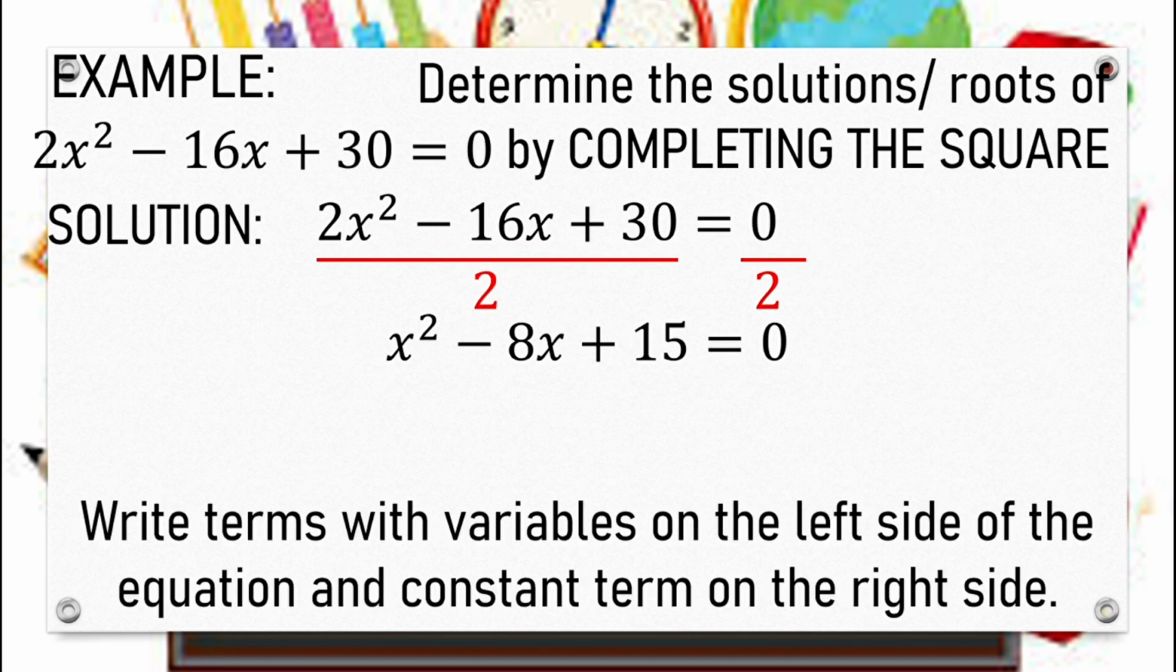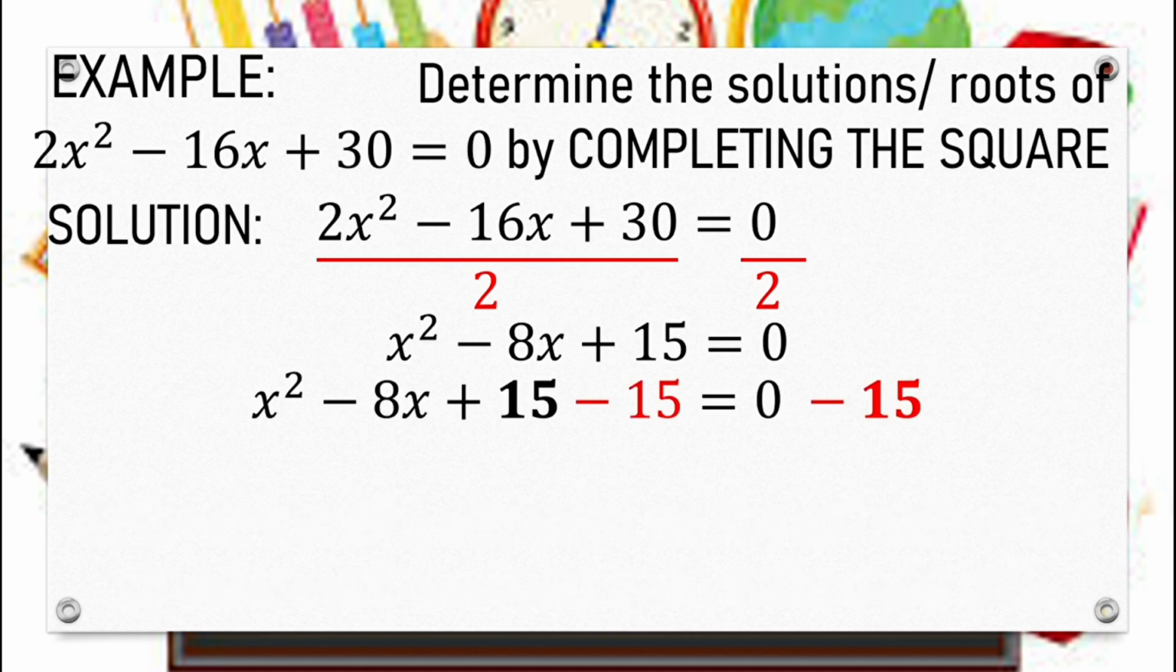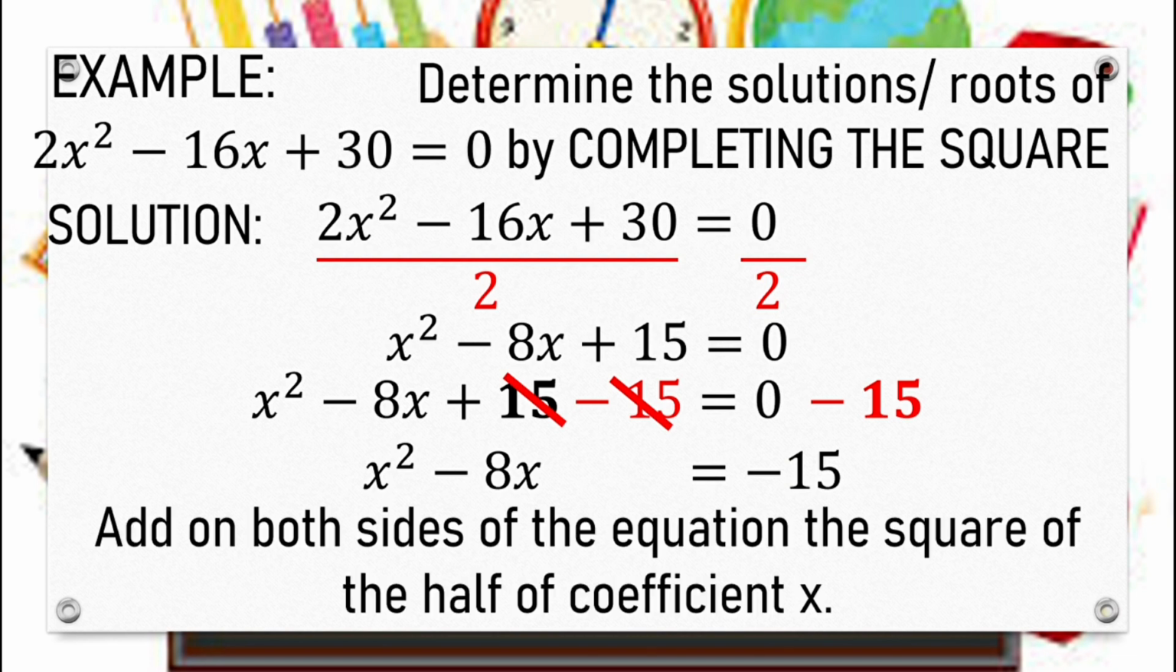Then, we will write terms with variables on the left side of the equation and constant term on the right side. This means 15 will be transposed to the right side of our equation using subtraction property of equality. So we will eliminate it on the left side and move it to the right side of our equation. Then, we will add both sides of the equation the square of the half of coefficient x.